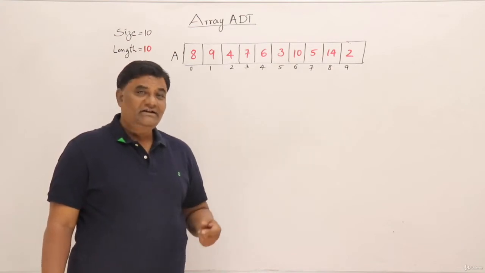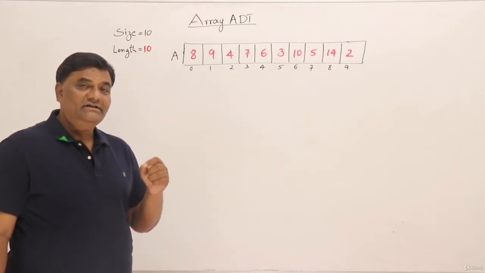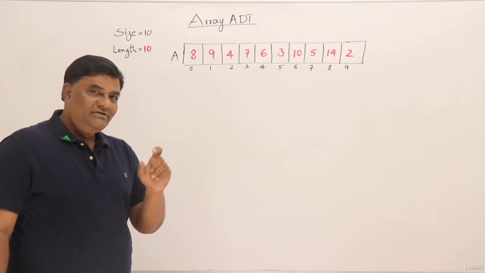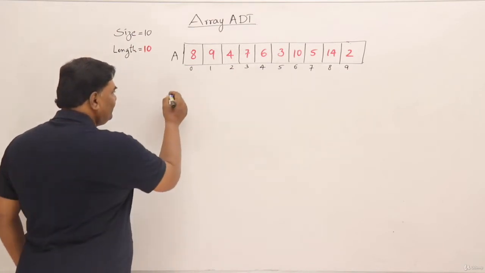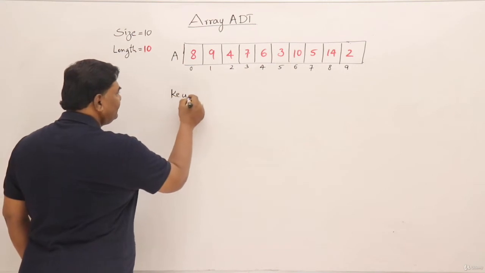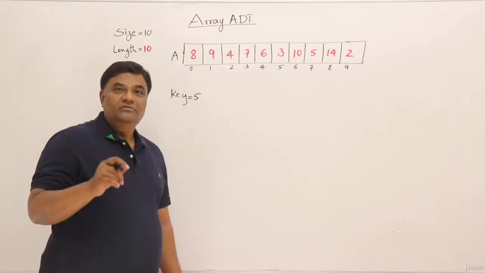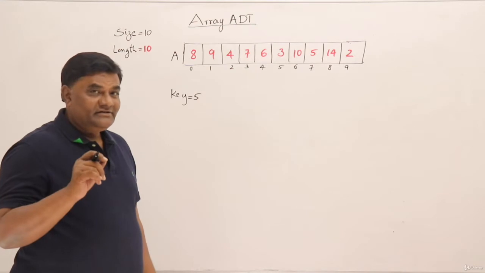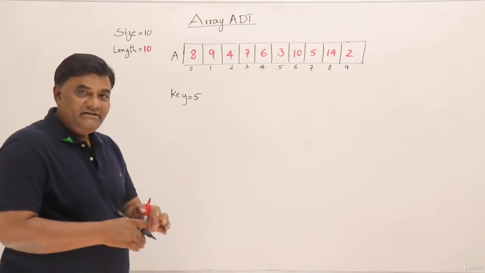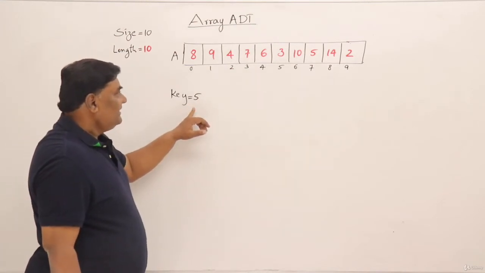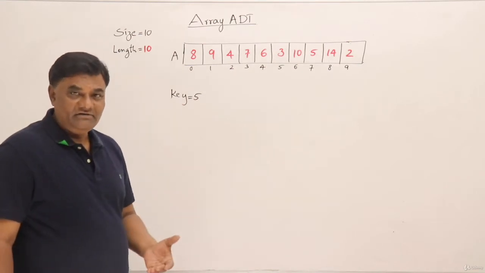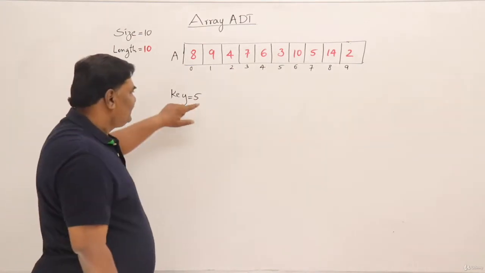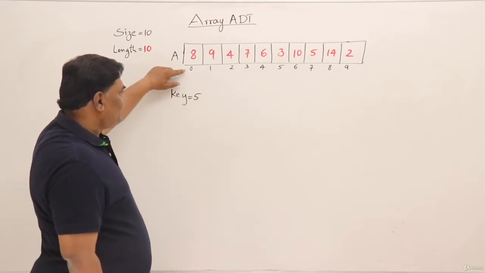Then in a list, if I want to search for any key element, so the value that we are searching, usually we call it the key. So suppose I am searching for a key that is 5. Let us look at the linear search method. In linear search, we search for the key in a list linearly by checking the elements one by one. For searching 5, we will start comparing from the first element onward.